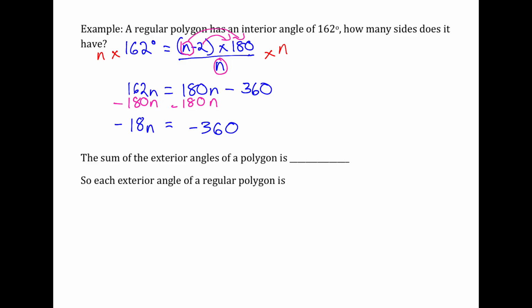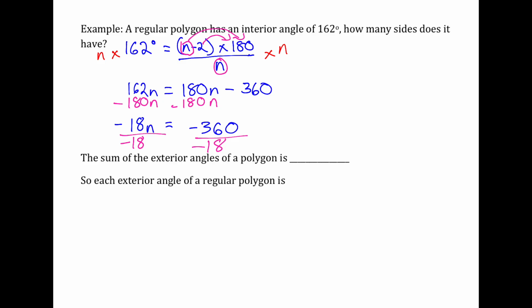I want to get the 18 away from the n term. I don't want to add in this case. What I'm going to do is the opposite of what's between the two. What's between 18 and n? It's a times between the two. So any number stuck to a letter, that's a times. It's supposed to be 18 times n, but we're going to do divide. So next step is divide. Now we can do this math in our calculator.